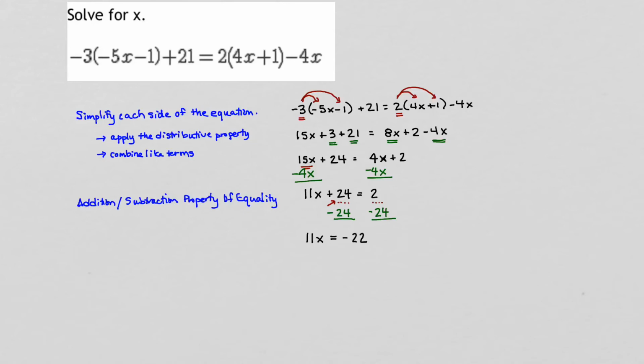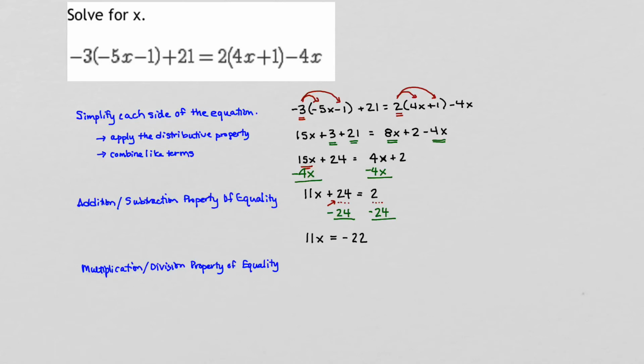Now I apply the very last step to this equation, and that is I'm going to divide both sides of the equation. I'm going to use what's called the multiplication-division property of equality. The multiplication and division property of equality. And it's very similar to the addition and subtraction property of equality in that I am going to do the same thing to both sides of the equation. But this time, if I multiply something on the left side, I have to multiply it on the right. Or if I divide on the left, I have to divide on the right.